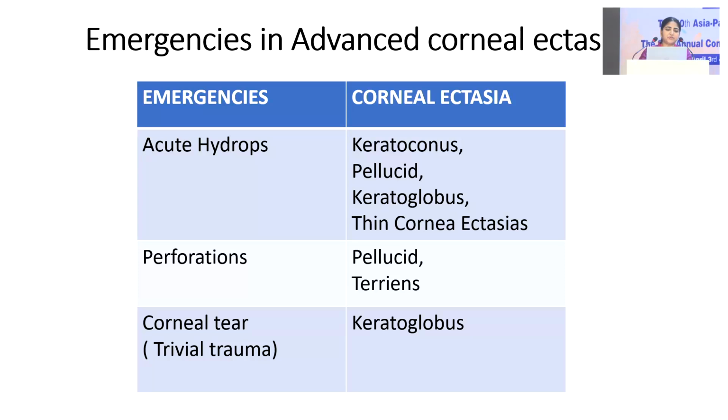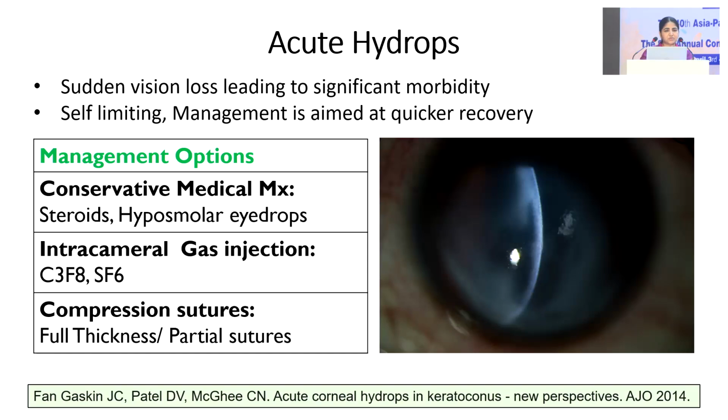Then we can have perforations, which can occur in pellucid marginal corneal degeneration and Terrien's marginal degeneration. Corneal tear subsequent to trivial trauma can occur in keratoglobus, and this is a well-known complication in this condition. So acute hydrops occurs due to a split in the Bowman's layer and the Descemet's membrane, and this leads to a sudden loss of vision, which causes significant morbidity.